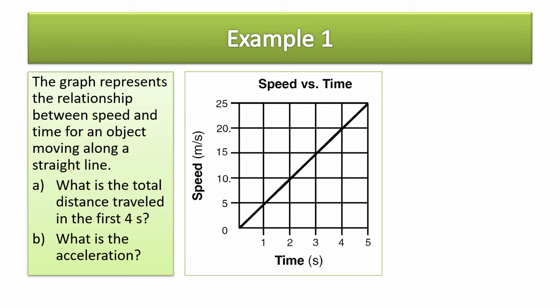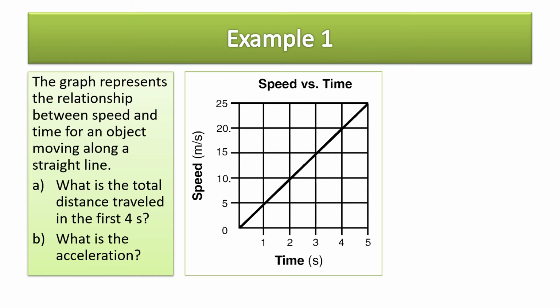Example 1. So let's do some calculations. We were just kind of doing an overview before. It says the graph represents the relationship between speed and time for an object moving along a straight line. What is the total distance traveled in the first 4 seconds?